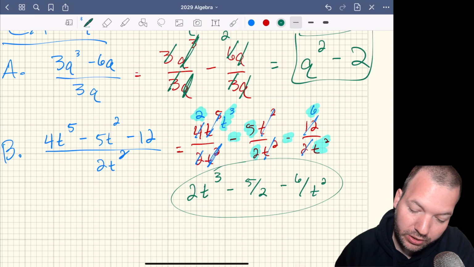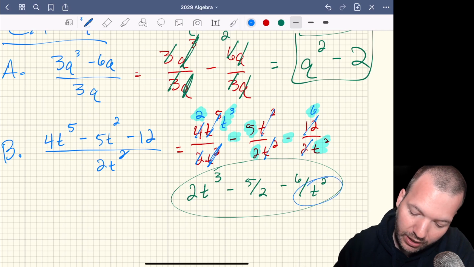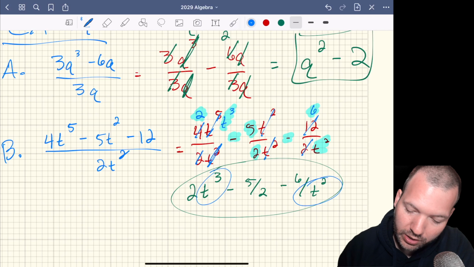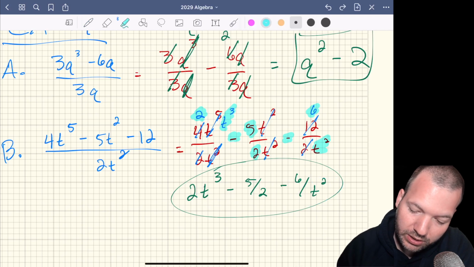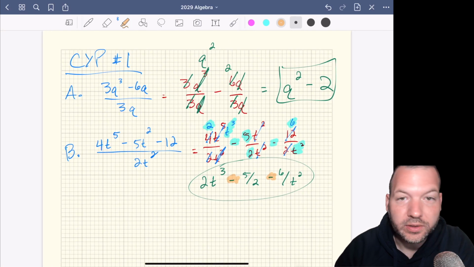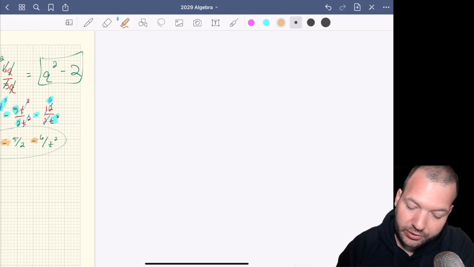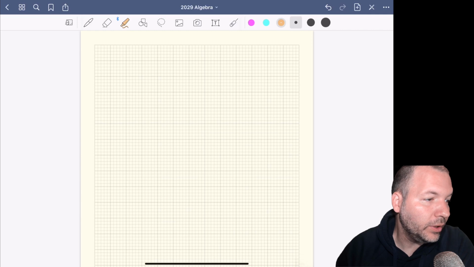And notice at this stage, I'm not saying, oh, we should cancel the t squared out of the t cubed, right? Because they are separated by these barriers, the minus signs, and so they stay totally separate. If our denominator is a monomial, that is a very good way to divide it out.